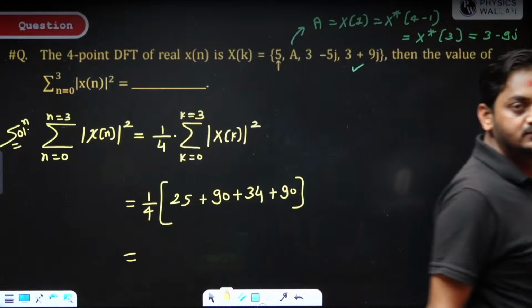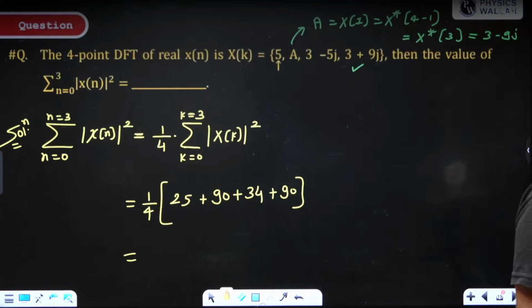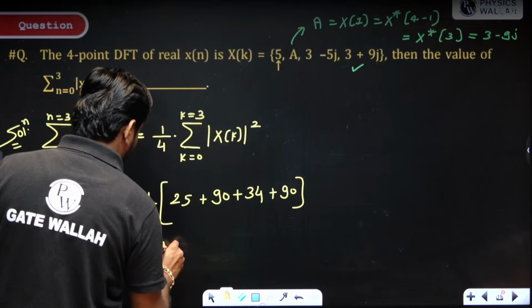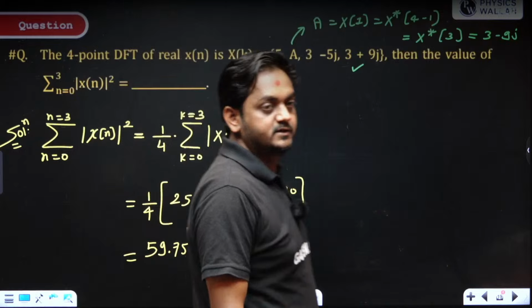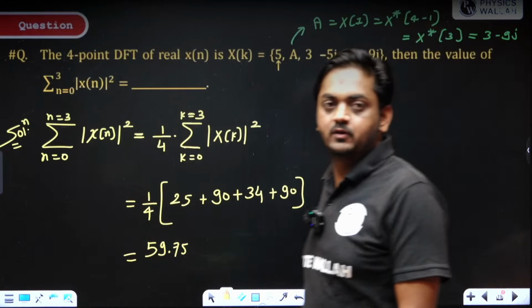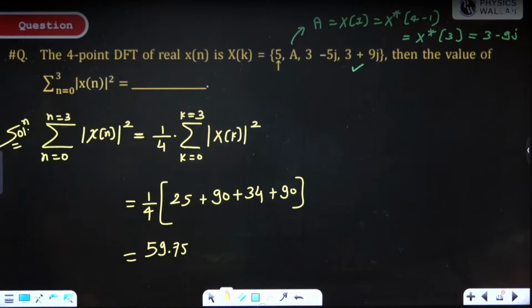So tell me the final answer. Anyone? 59.75. Sure? 25 plus 90 plus 34 plus 90 divided by 4, 59.75. Yes. So here 59.75 is the correct answer for this question. Very good. Very good. Okay.